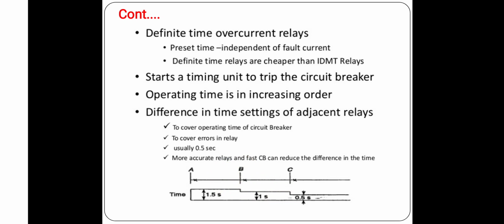Now if this circuit breaker at point B fails to operate after 1.5 seconds, then the circuit breaker at point A will operate, clear the faulty section, and trip.